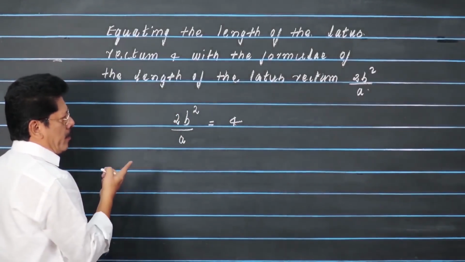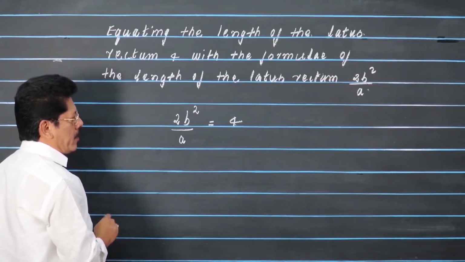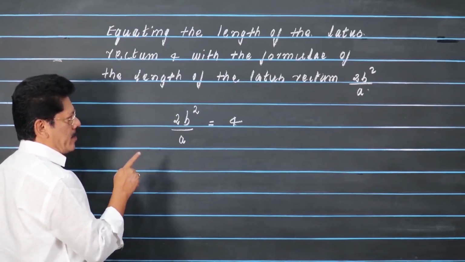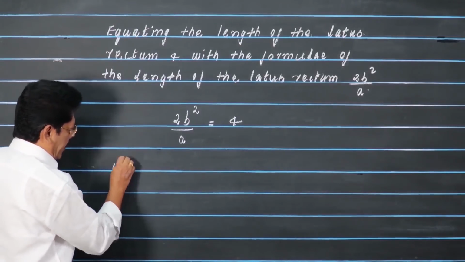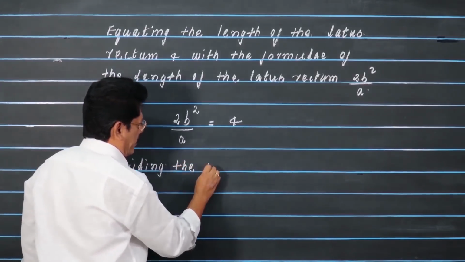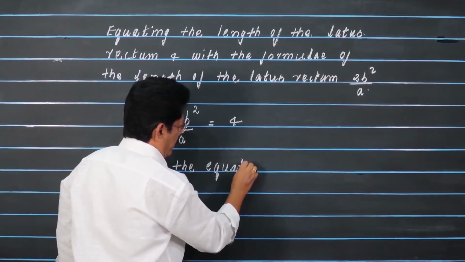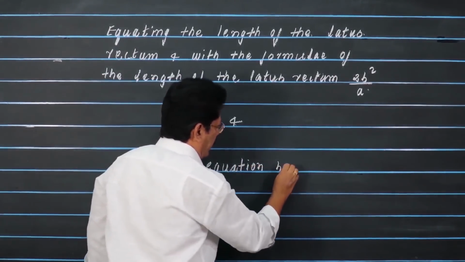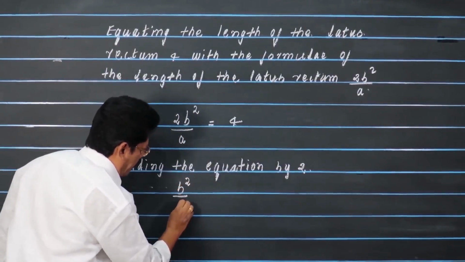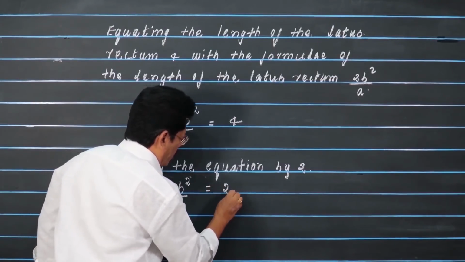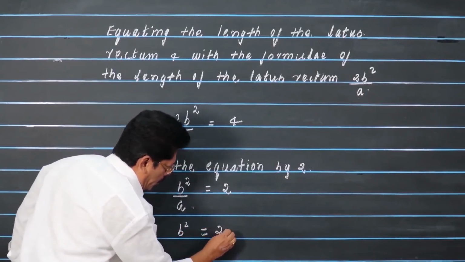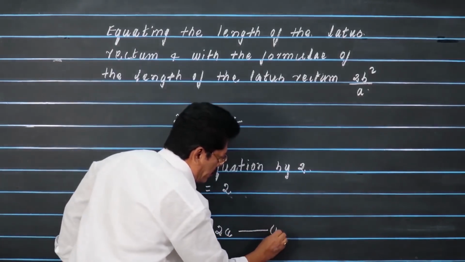On seeing the equation, you can find that 2 is common in the equation. Therefore, dividing the equation by 2, you will get b squared by a is equal to 2. On cross multiplication, b squared is equal to 2a. So this will be your first equation.